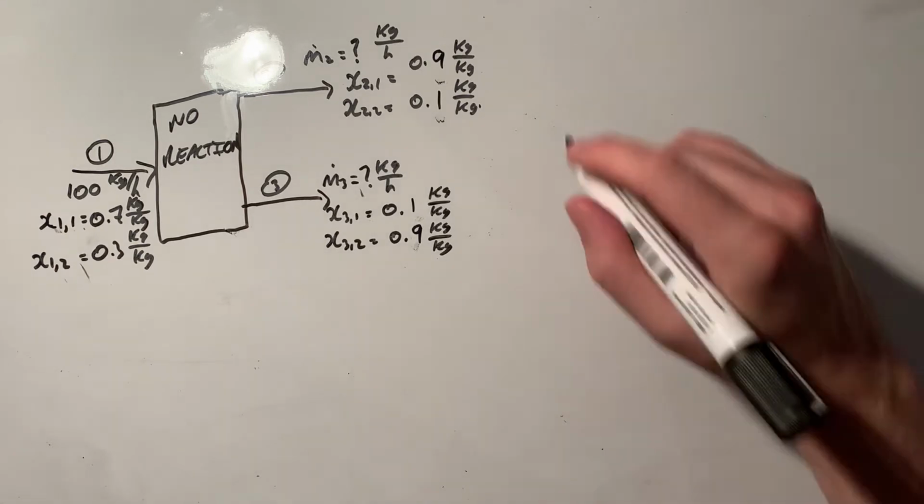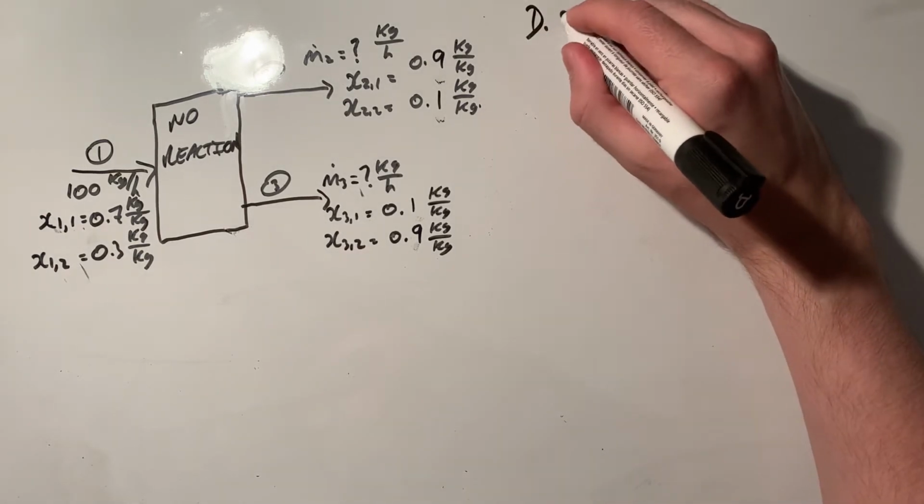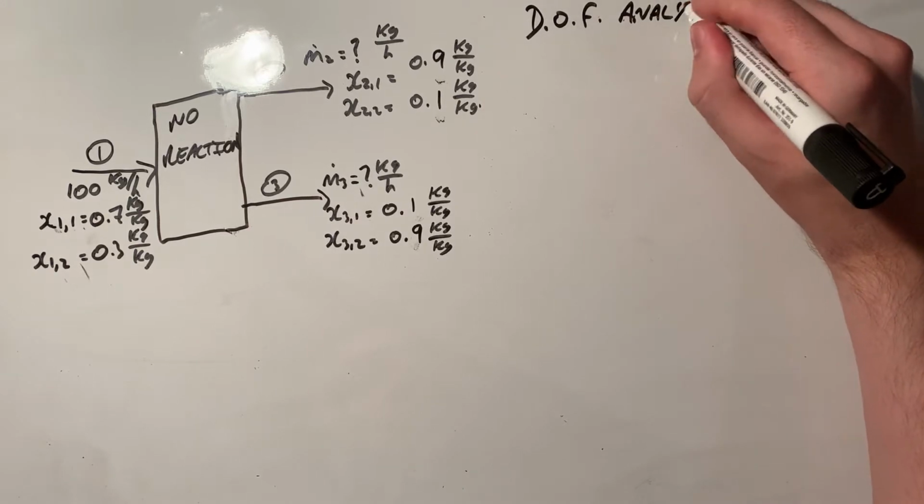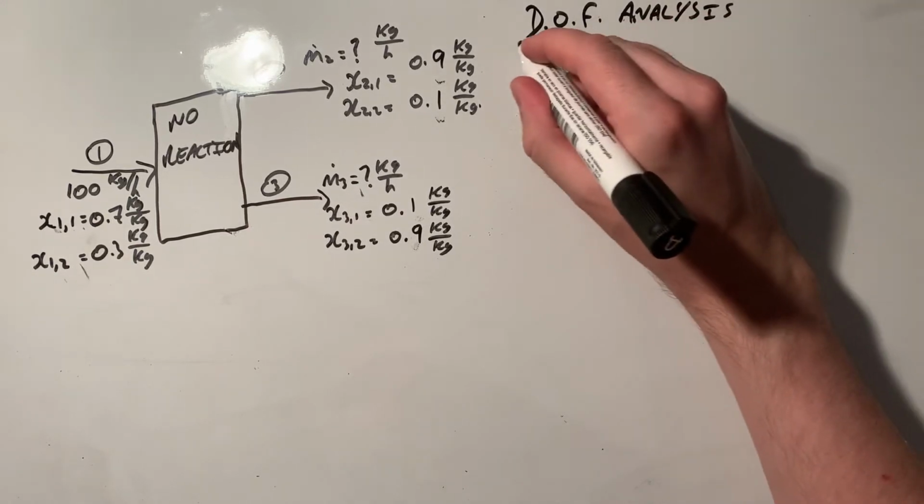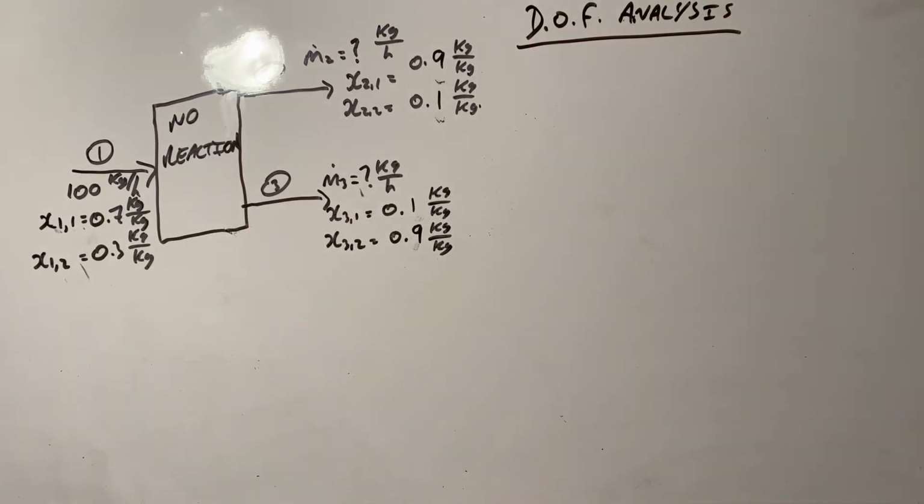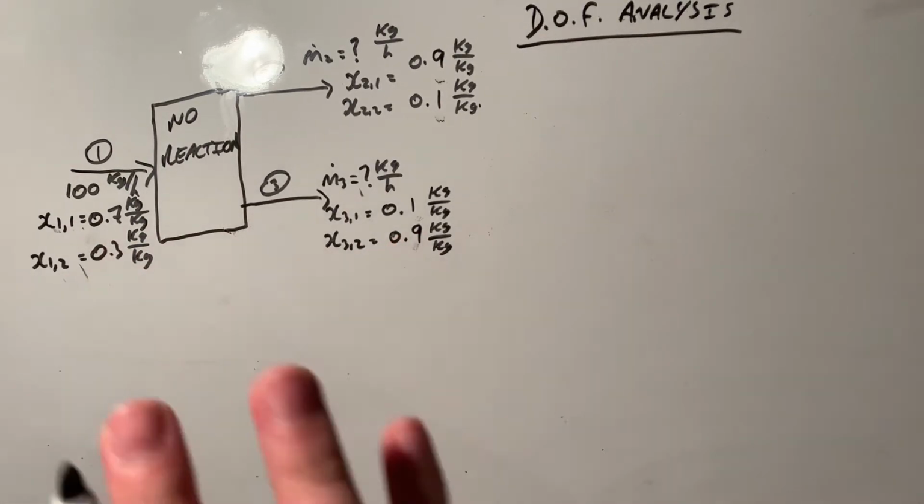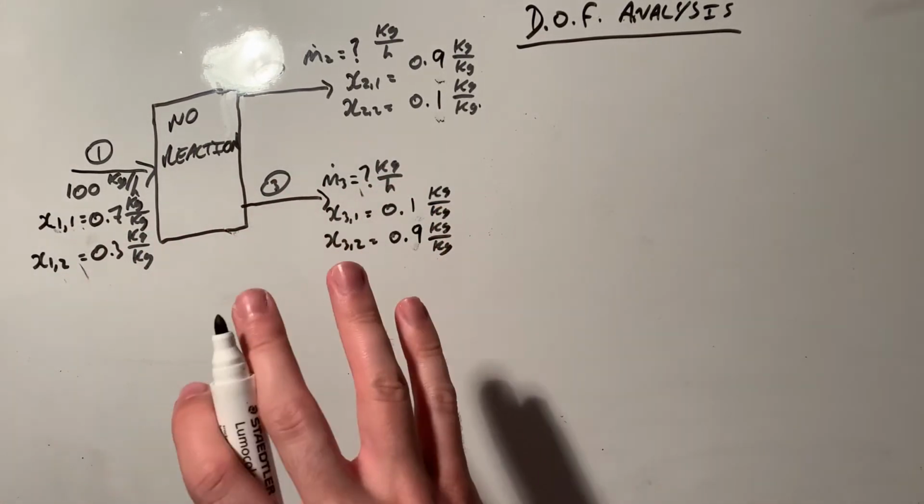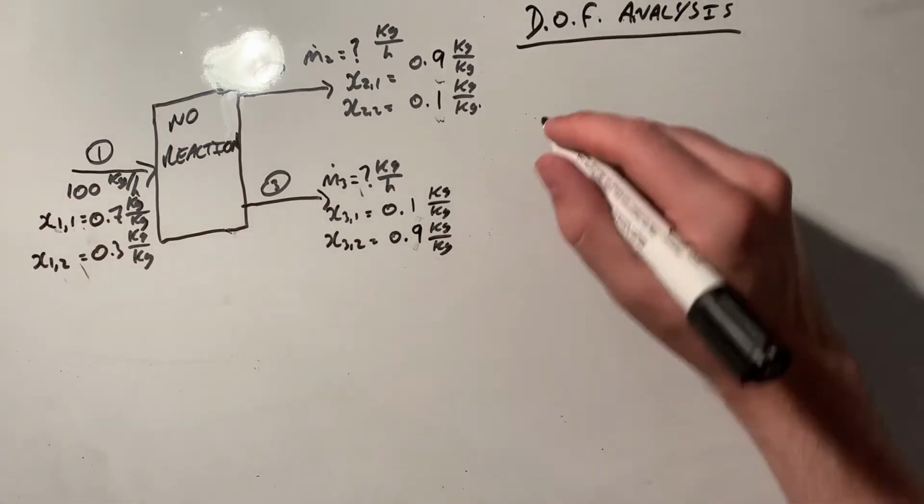So in the previous video, we alluded to something that's known as a degree of freedom analysis, which is a very important technique indeed. This is going to be the first time that we perform explicitly a degree of freedom analysis. And the best way to do this for a system like this is to do it stream by stream. So we're going to start off evaluating our unknowns, starting with stream 1.